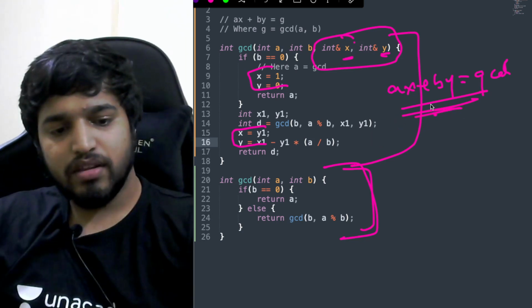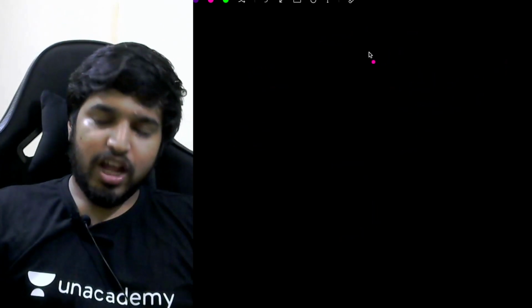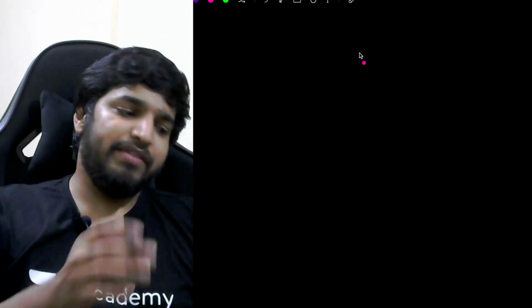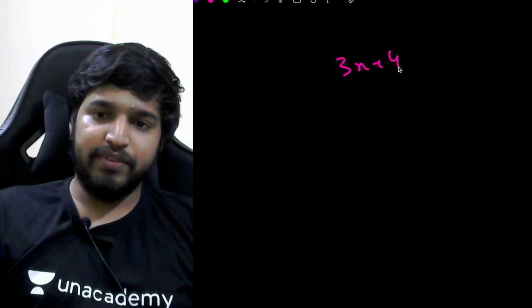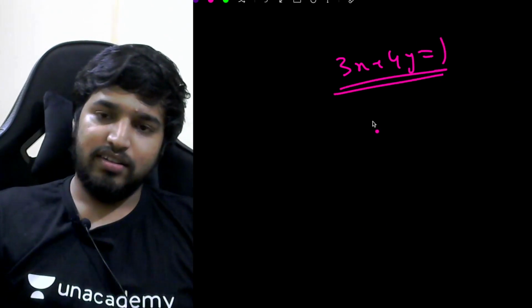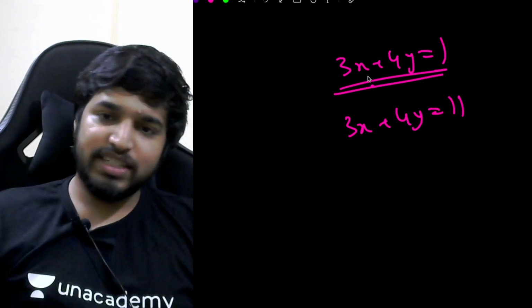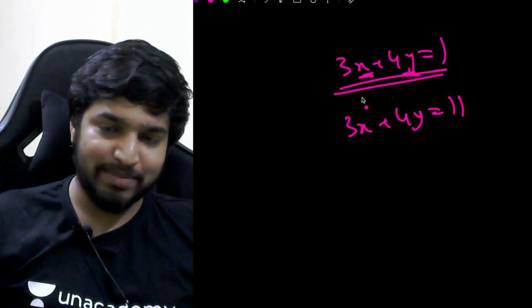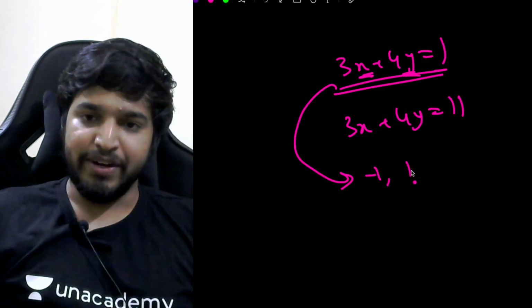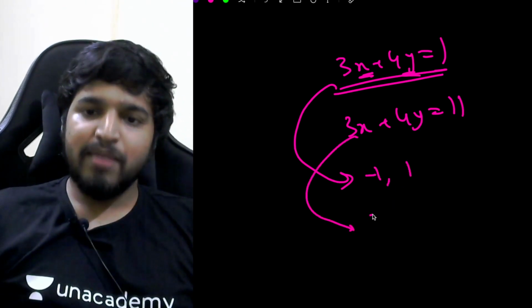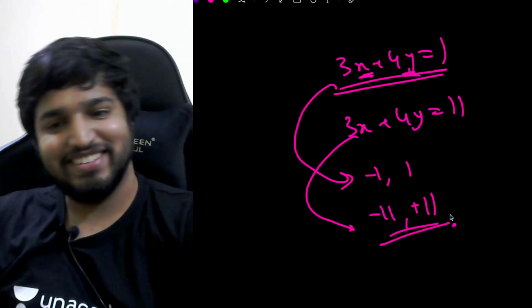Now, as we revised previously, how would we extend it for bigger numbers? We found the solution for 3x plus 4y equals 1. How will you do it for 3x plus 4y equals 11? Just multiply these x and y values by 11. It's as simple as that. For this, x value would be minus 1 and y value would be 1. For this, the solution will be minus 11 and plus 11. That's it. Very simple.